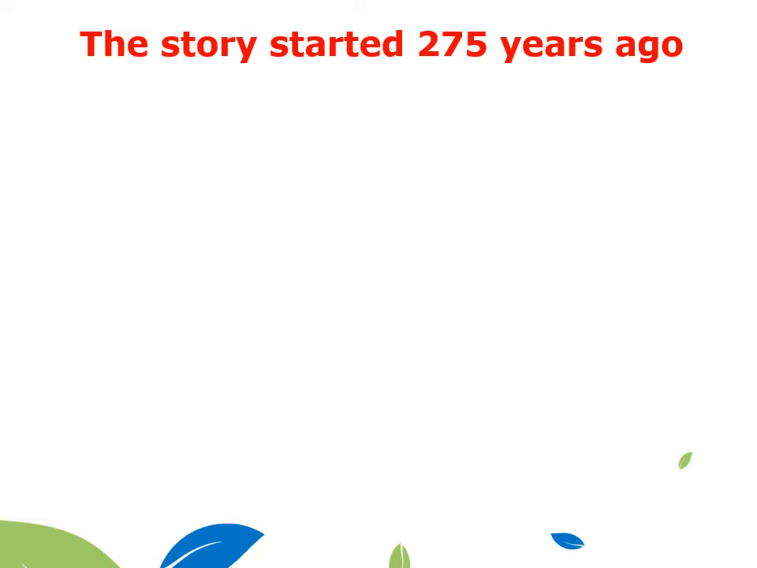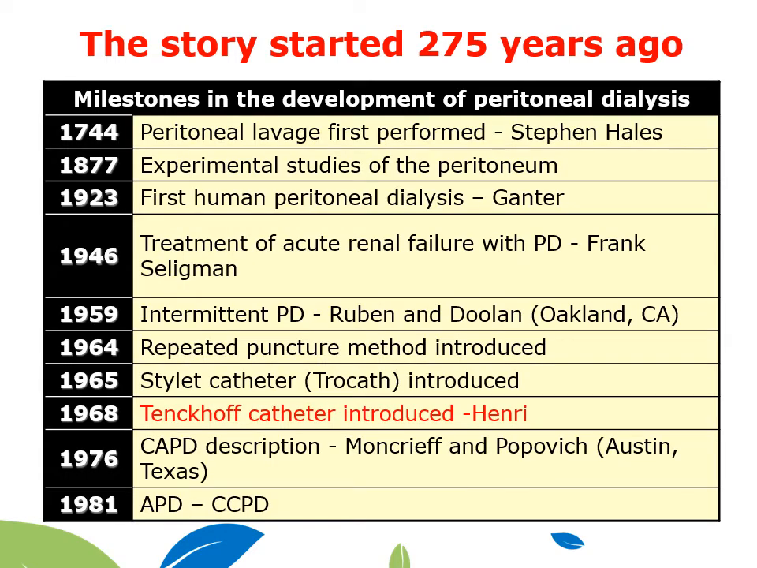The story of peritoneal dialysis started almost 275 years ago. It started in 1744, when peritoneal lavage was first performed by Stephen Hales. Then in 1877, experimental studies in the peritoneum were done. In 1923, the first human peritoneal dialysis by Ganter et al. In 1946, the first treatment of acute renal failure using peritoneal dialysis was done by Frank.